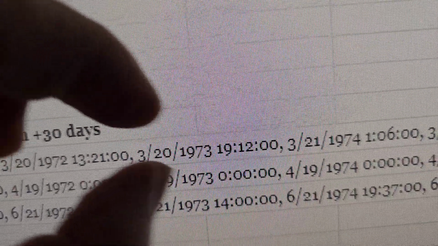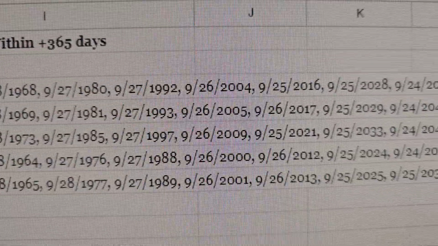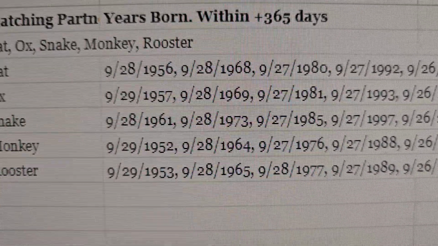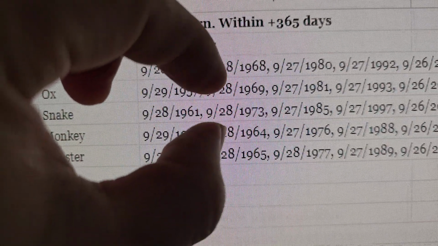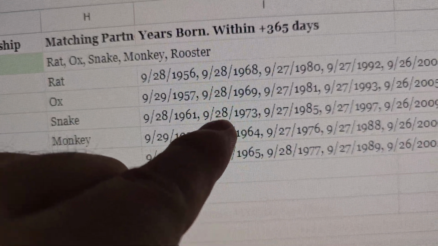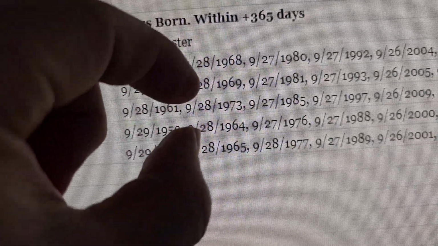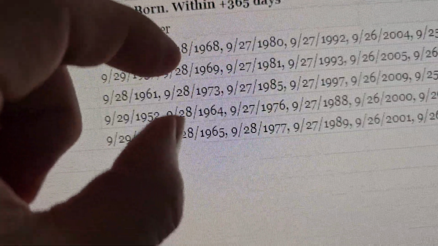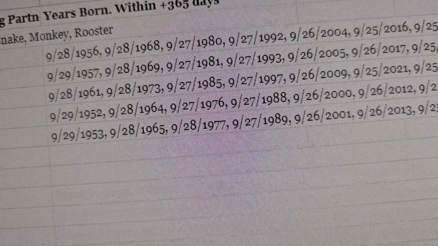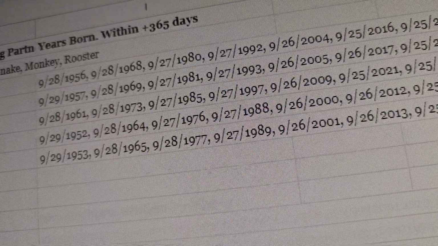3/20/1973. Where does this fit in here? 3/20/1973 is where? Here? 9/28/1973? No, it doesn't fit because this is already expired. 3/20 is before this. And so what we need is 3/20/1972, but it doesn't exist. So what we're trying to do is find something that'll fit into 1972.